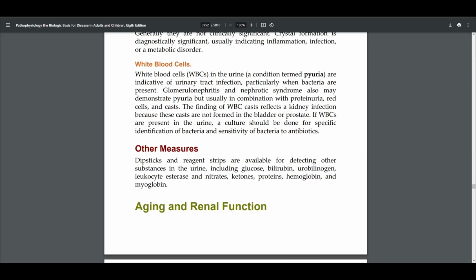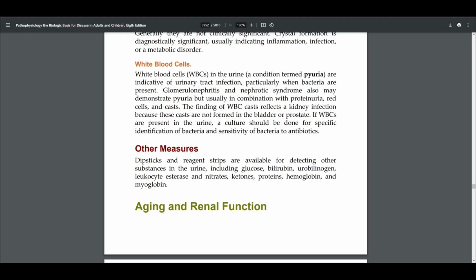You have white blood cells. White blood cells in the urine is a condition called pyuria and are indicative of urinary tract infections, particularly when bacteria are present. Glomerulonephritis and nephrotic syndrome also may demonstrate pyuria, but usually in combination with proteinuria, red cells, and casts.